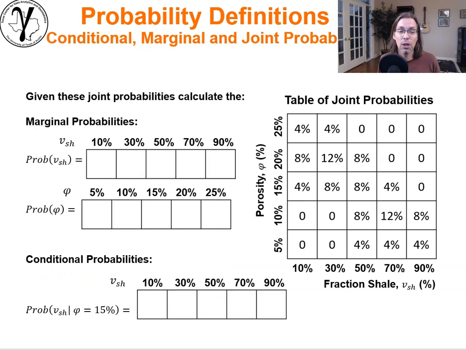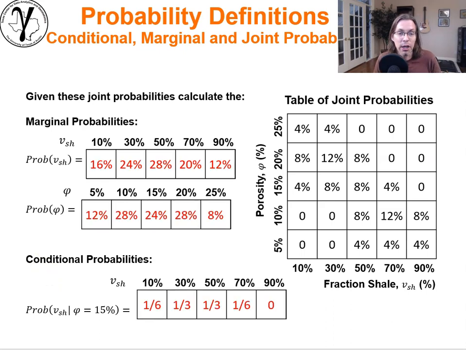Okay, so let's go ahead and work that out. I'm going to ask you to do marginalization for both V shale, or fraction of shale, and for porosity, and then calculate the conditional probability of V shale given porosity is equal to 15%. I'll show you the answers in 3, 2, 1 right now.